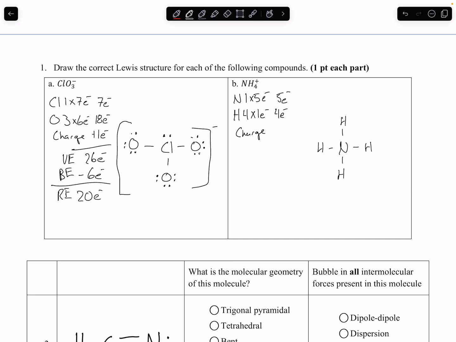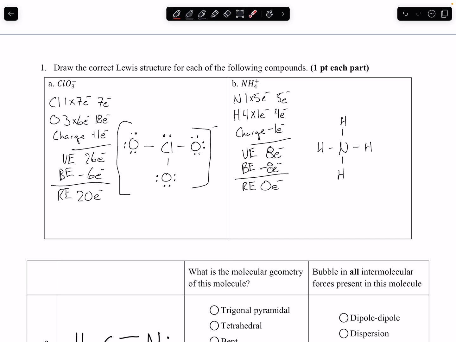So this cation, ammonium, has a positive charge, which means that I subtract 1 electron. So I take 1 electron away. So this is going to be 5 plus 4, which would be 9, minus 1 is 8 electrons. So that's my valence electrons. And then I use 2, 4, 6, 8. So I subtract out another 8 electrons for my bonding electrons, which leaves 0 remaining electrons.